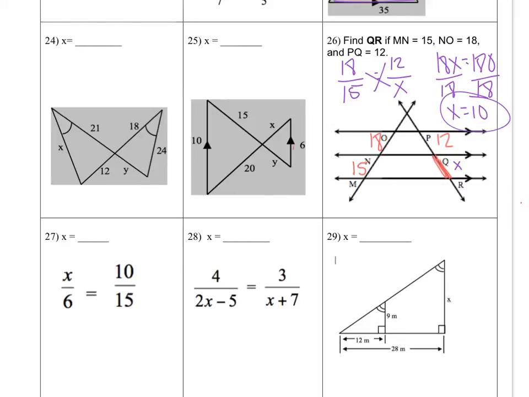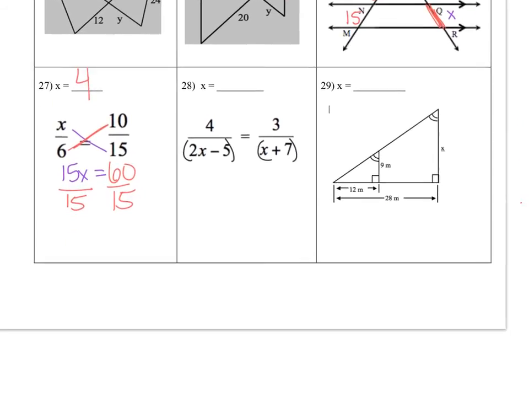Okay, if you come down to 27, it's a proportion. Just cross multiply and divide. 15 times x is 15x. That has to equal, multiplying going the other way, 6 times 10 is 60. When you divide by 15 on both sides, you're going to get x equals 4. Okay, 28 is the same thing, but since you have more than one term in your denominators, you're going to need to first put parentheses. Okay, once you put parentheses, then you can cross multiply.